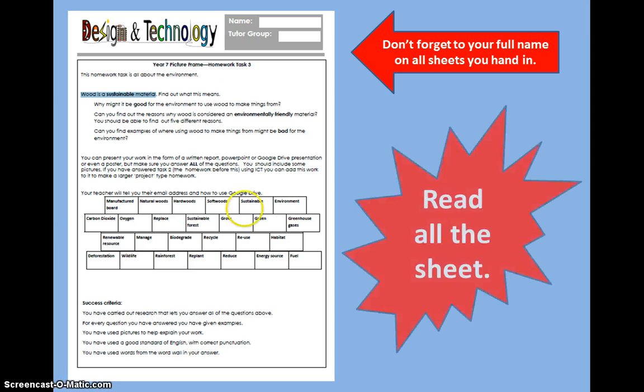I cannot stress how important that is. There are questions at the top here which you need to answer. There is an outline of how you can present your work. Here is a word wall to help you with some of your answers. Make sure you use some of these words. And here is the success criteria. If you've done all of this, you have got a successful piece of homework.